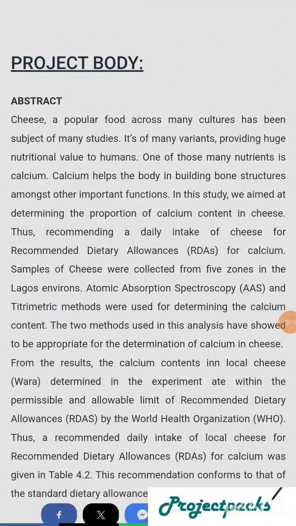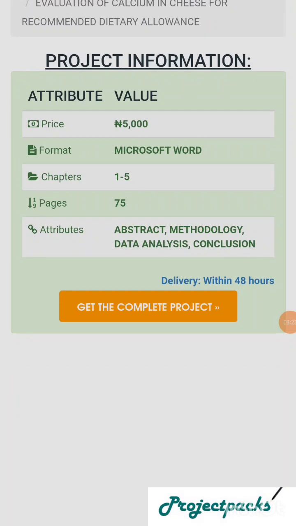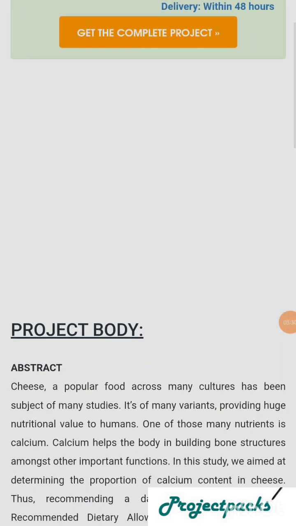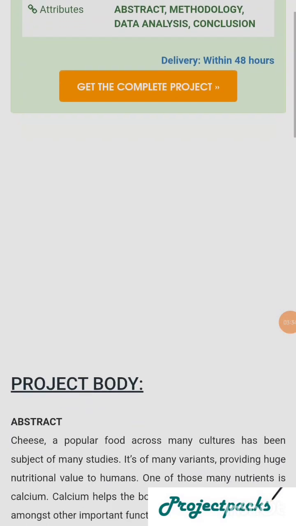Now this is the abstract. This gives you the abstract of the project that I clicked on. What's the project? Evaluation of calcium in cheese for recommended dietary allowance. Okay, yeah. Don't just get the project. Don't pay for any project, please. Don't pay for anything. You have to carry out your project by yourself.